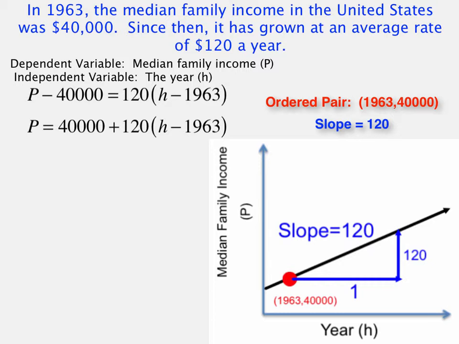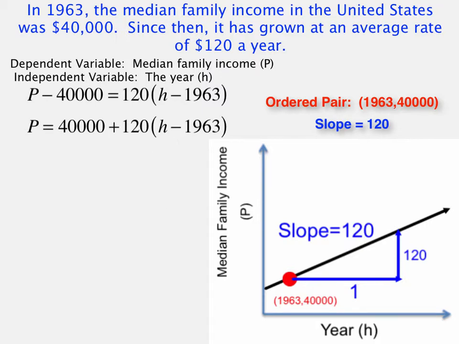The starting value for a median family income was $40,000. This happened in 1963, and it grew at a rate of 120 every year. Now that we've got this equation, if we are told any year, we can substitute it in for our year variable and find the median family income. Of course, if we're told the median family income, we could substitute it in for this variable, and we can solve for the year to figure out in what year that was the median family income.